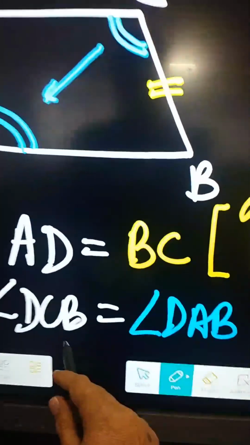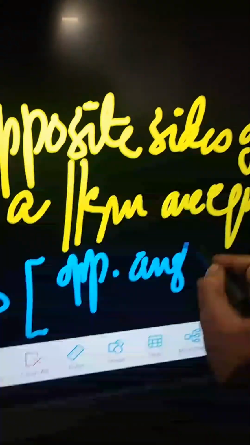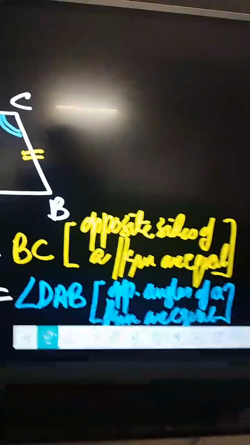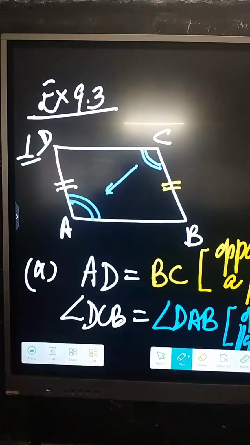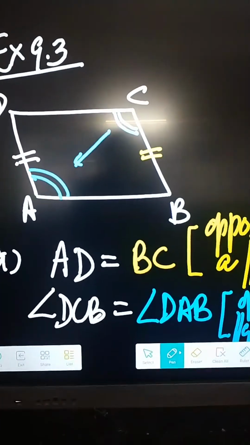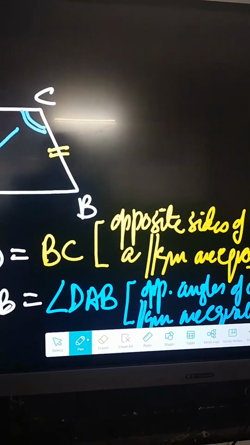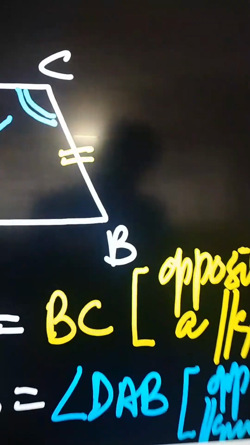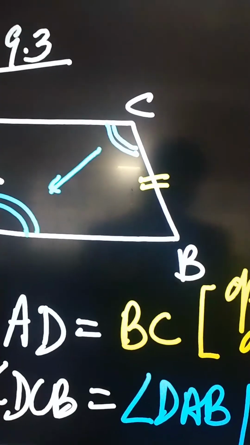So why is this equal? Now if you explain, you will remember what is written. Since it is a parallelogram, AD will be equal to BC, angle DCB is equal to DAB, and in front of the explanation, you have to give the reason why they are equal. Also state the property. In the question it also says that you have to not only write, you have to give the reason.